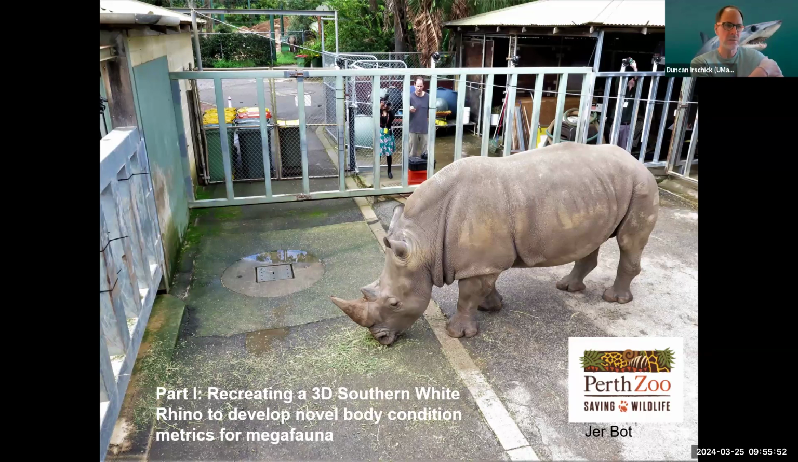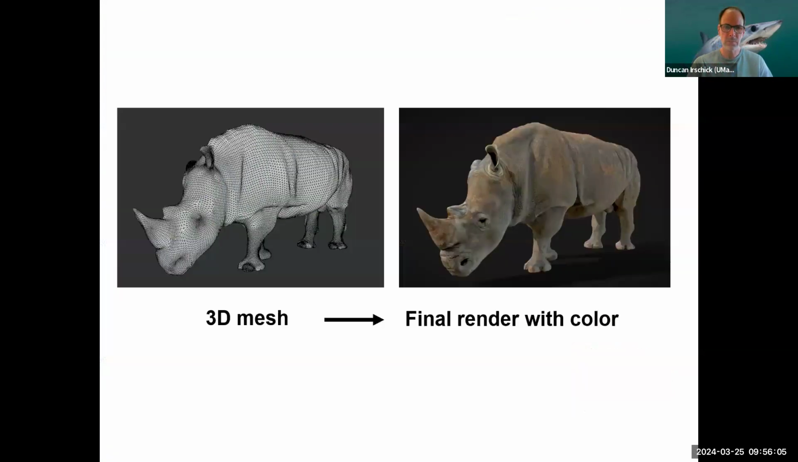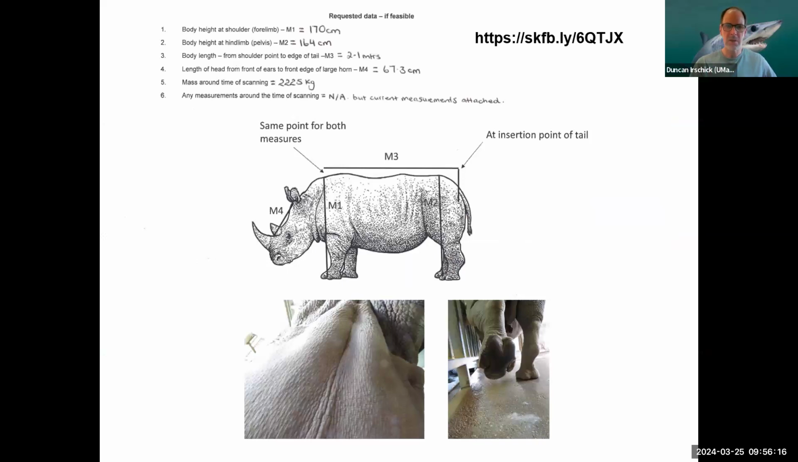Bakari is a southern white rhino in the Perth Zoo, a very mellow rhino. We were able to hook up a series of cameras around this cage while it fed, and then get a really good 3D photogrammetry profile of the animal. From the 3D mesh, we could create a final 3D render with color that was an accurate metric of its shape. With the vet staff at the Perth Zoo, we were able to then measure a whole series of metrics, or they were able to do it, I should say.